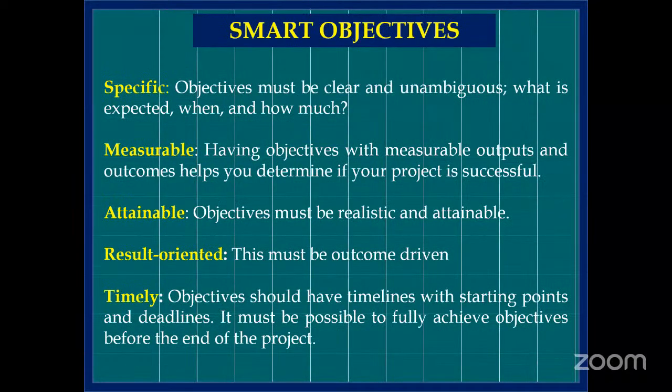So you can see that usually you write a SMART objective. What is the meaning of SMART objective? You know SMART objectives. What is a SMART objective? S stands for what? Specific. Yes. And M stands for measurable. A, achievable. R, result oriented. T is time bound. So this is a SMART objective.